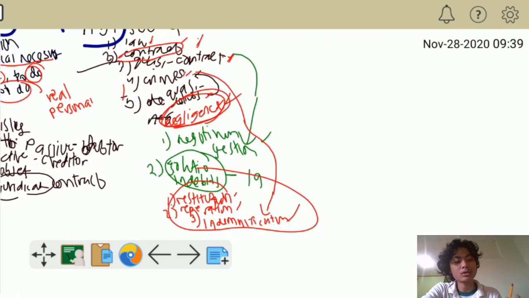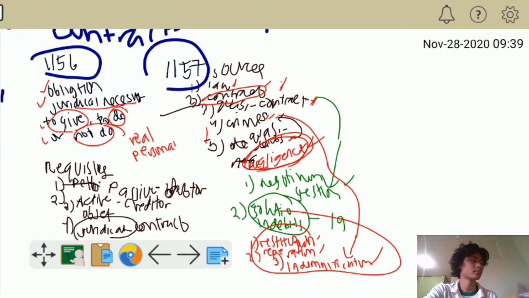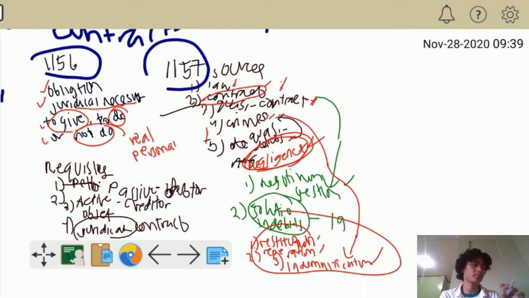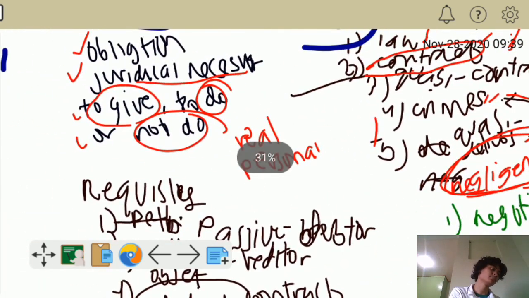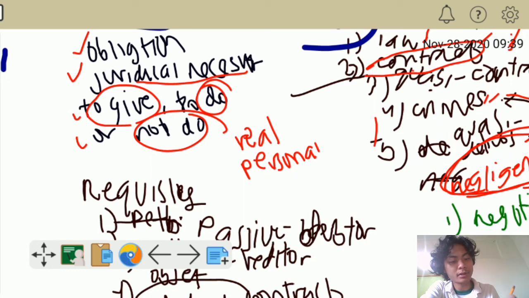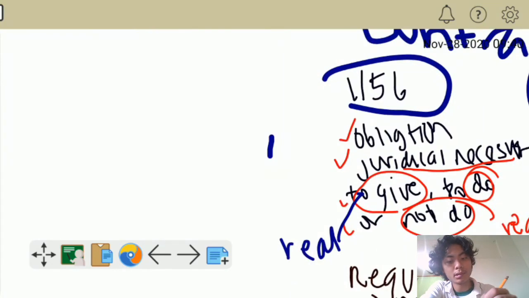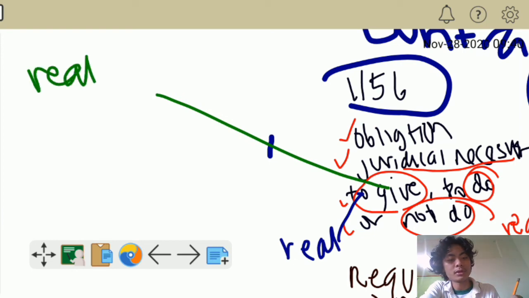Okay, let's add another term. Sa to give, let's add an additional term, synonymous to a real obligation. Pag to give, a real obligation. Pag to do or not to do, it is a personal obligation.